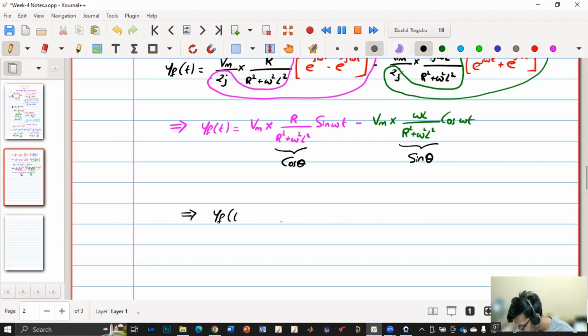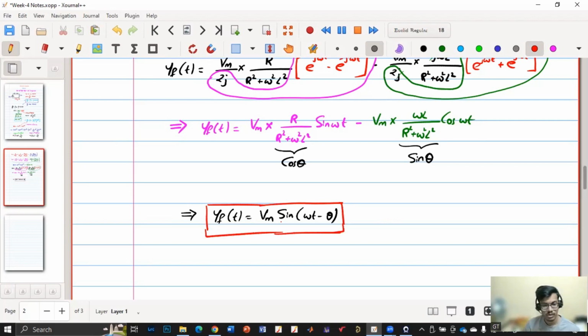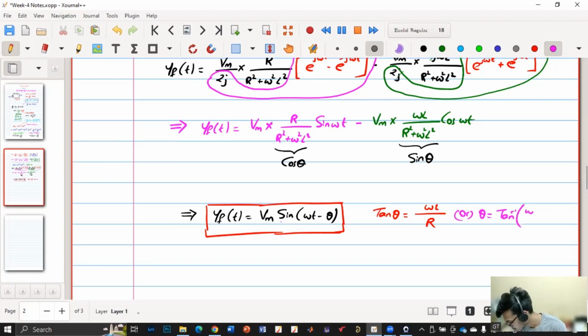So that will become what? yf of t is equal to Vm into sin omega t minus theta. Sin omega t minus theta. Yes, you're right. So this is my forced response. Okay, so Vm sin omega t minus theta, where tan theta is omega L by R, or theta is equal to tan inverse omega L by R. So this is my forced response.